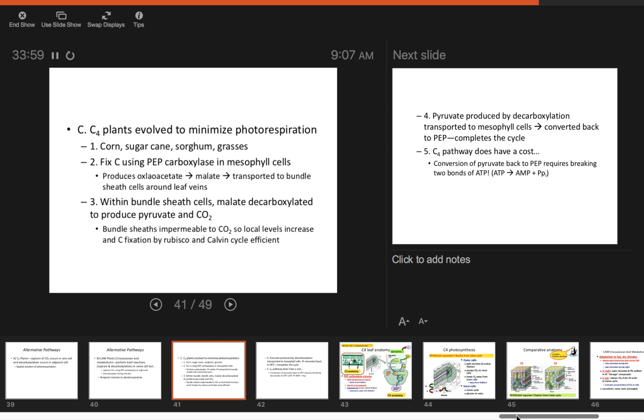Okay. So C4 plants evolved to minimize photorespiration. Some examples of C4 plants: corn, sugarcane, sorghum, grasses. And they'll fix carbon in mesophyll cells. So I think on your guided notes you were asked, what is the function of a mesophyll cell? You'd probably want to say in C4 plants it fixes carbon.